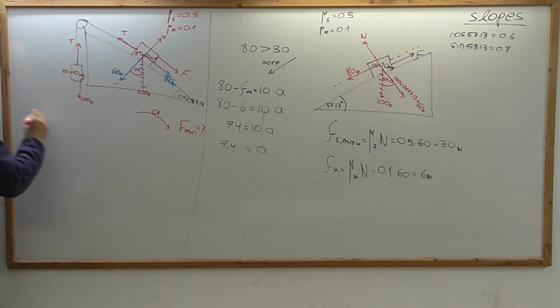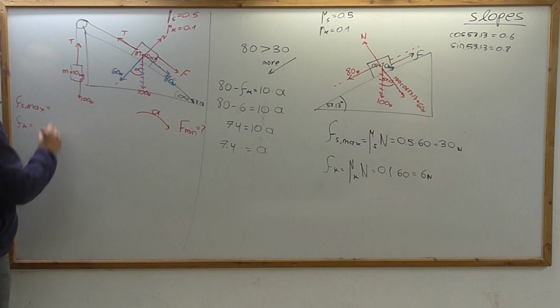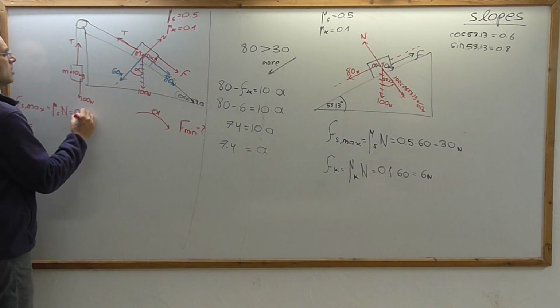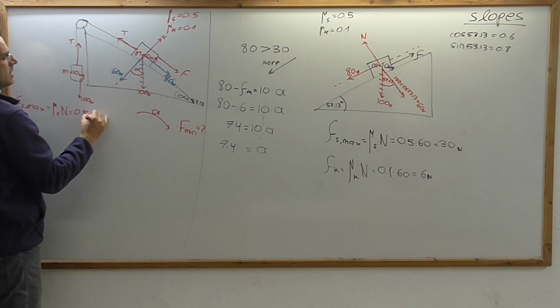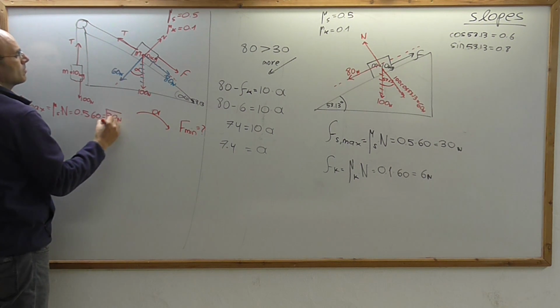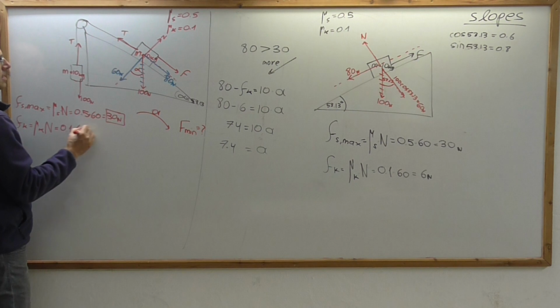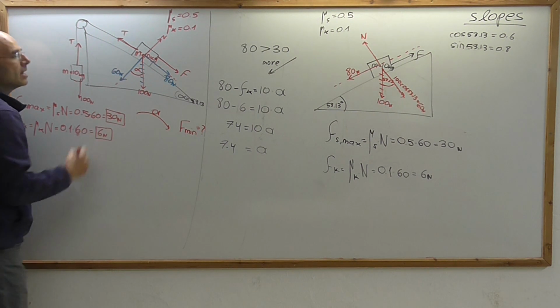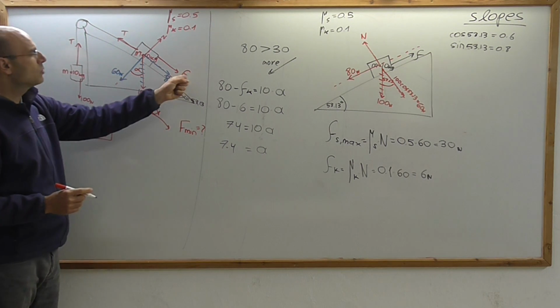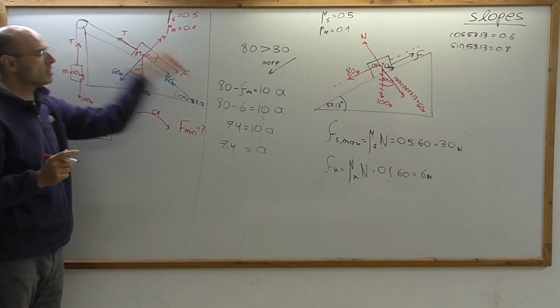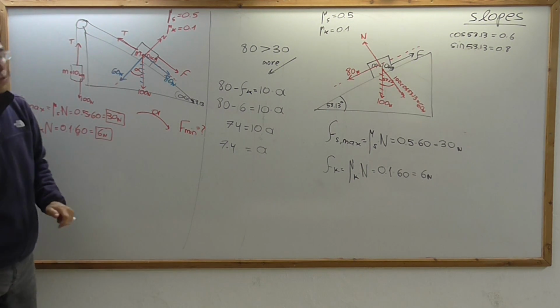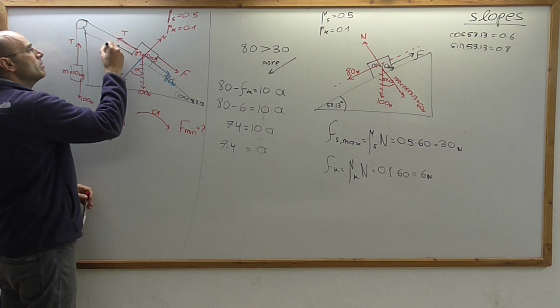So first of all, I remind you, we find the F static max and the F kinetic. F static max is mu static multiplied by N. Mu static is 0.5, multiplied by N equals 60, which is 30 newtons. F kinetic is mu kinetic multiplied by N, which is 0.1 multiplied by 60, it's 6 newtons. Now let's ask the question. What is the minimum F I need in order for this system to go downwards? So first of all, if it wants to go downwards, obviously the friction will be this way.